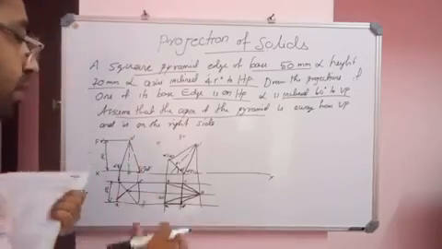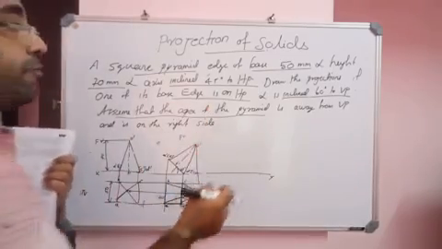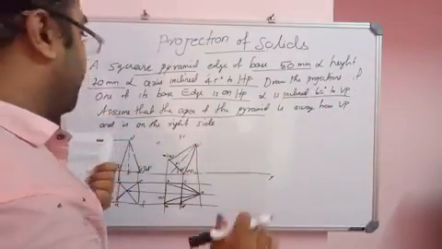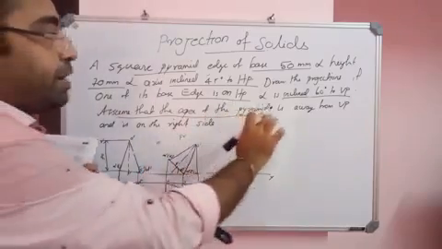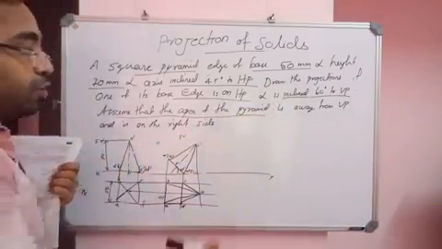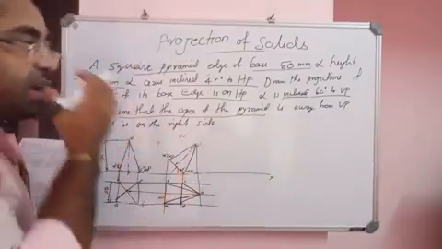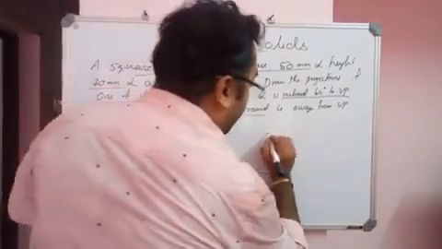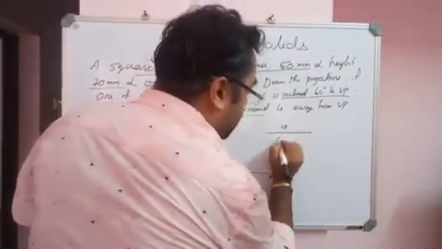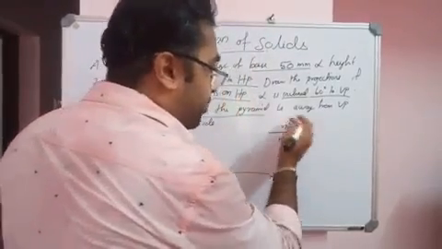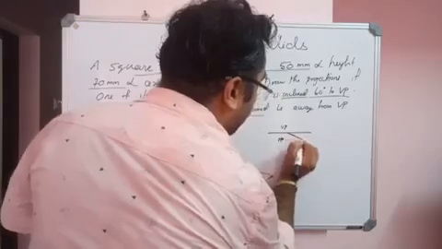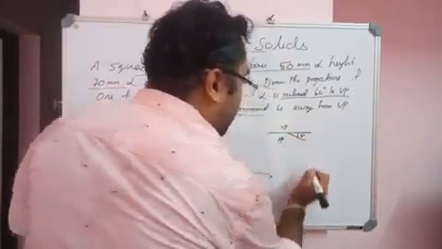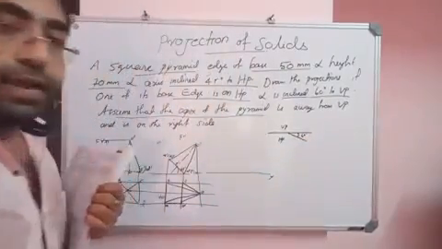Now the next question is, if it is inclined 60 degrees to VP, assume that the apex of the pyramid is away from VP. When we are making an angle with the VP, suppose this is VP and this is HP, we show the 60 degrees horizontally. Horizontally we are showing the 60-degree angle.